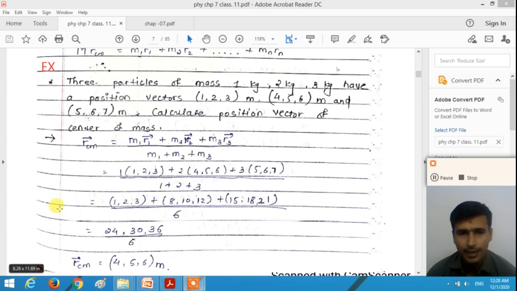Now add the x coordinates of all the vectors. So 1 plus 8 plus 15, you get the x coordinate of the center of mass as 24 divided by 6, right?